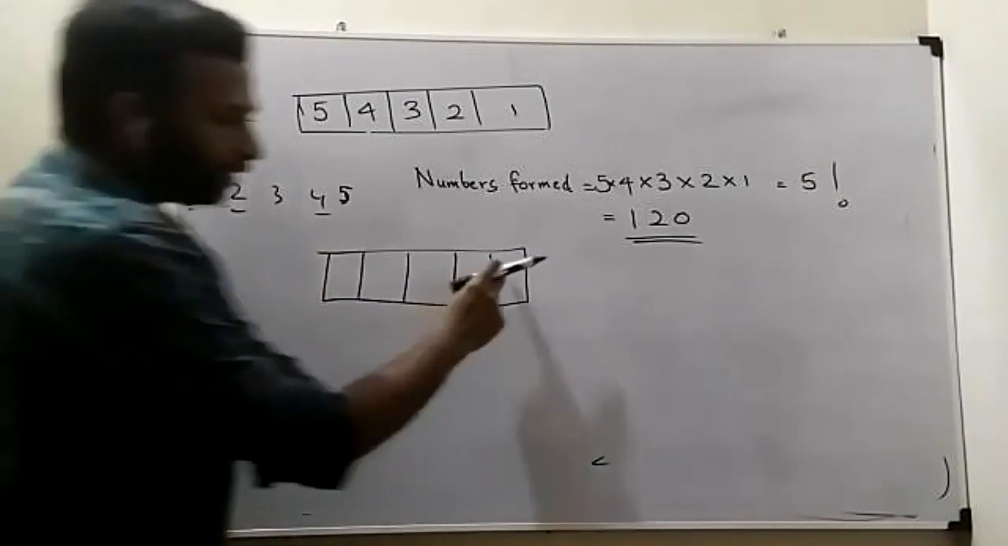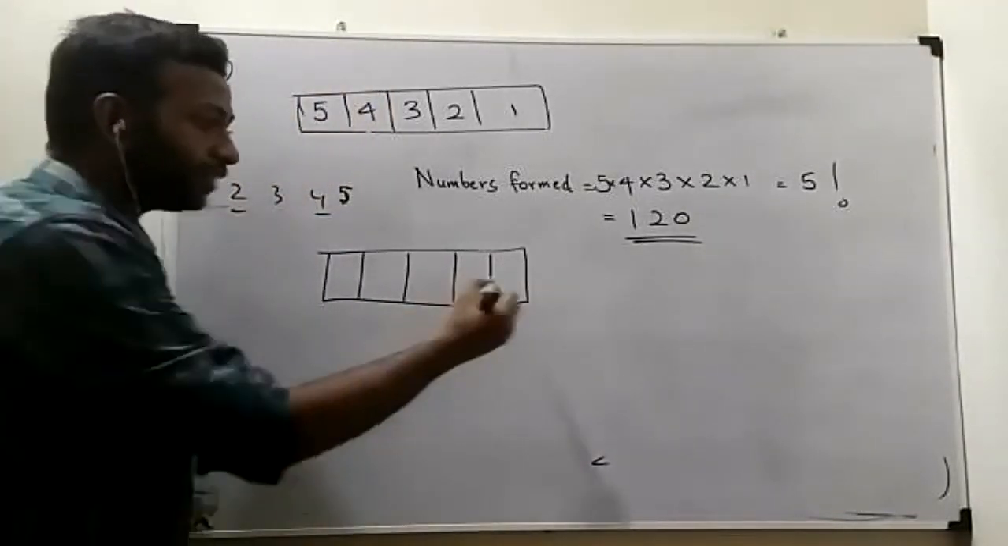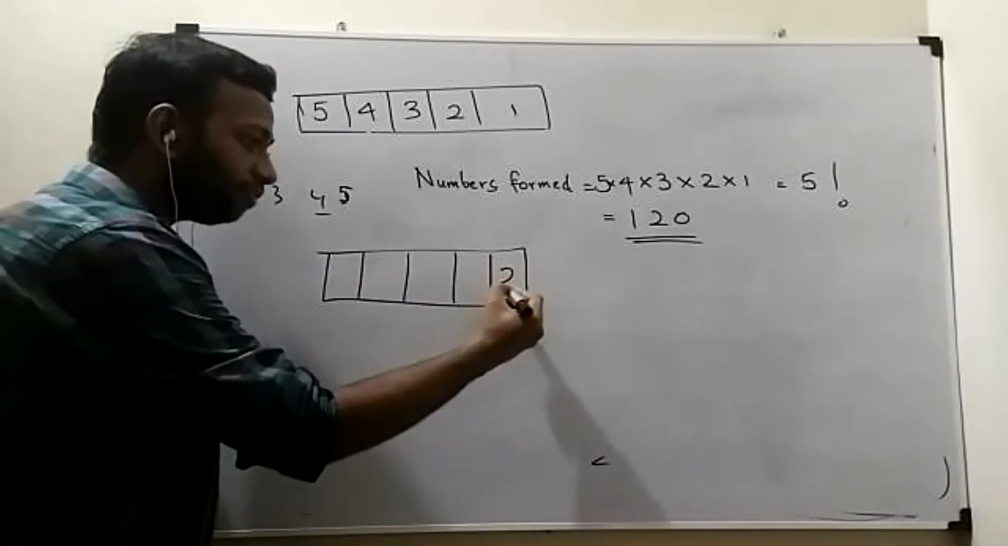So how many ways can you select this last digit? There are only 2 even numbers. Therefore, the ways you can select that number is 2.